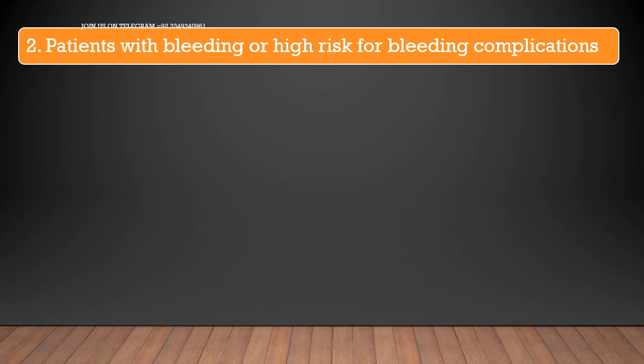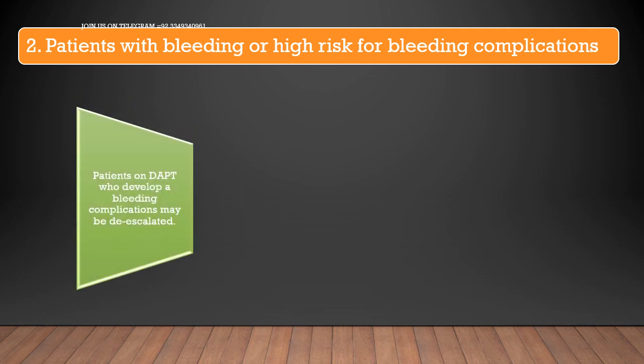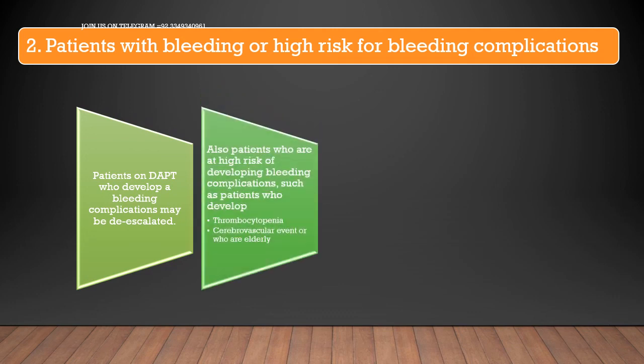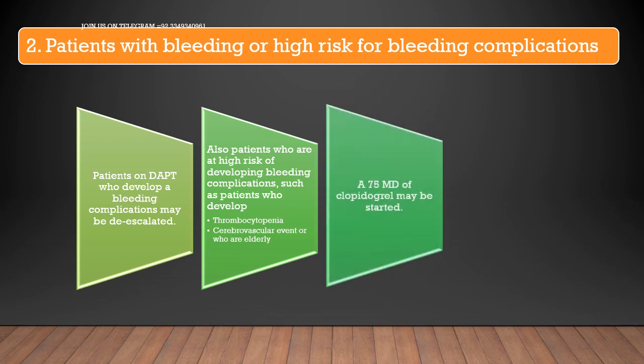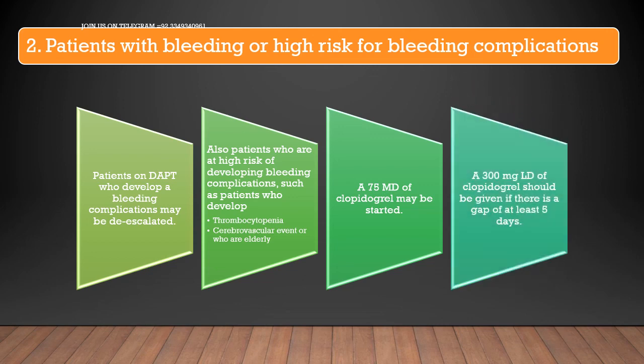Second, patients with bleeding or high risk for bleeding complications. Patients on dual antiplatelet therapy who develop bleeding complications might be de-escalated. Also, patients who are at high risk of developing bleeding complications, such as patients who develop thrombocytopenia or cerebrovascular events or who are elderly. In this case, a 75 mg maintenance dose of clopidogrel might be started. A 300 mg loading dose of clopidogrel should be given if there is a gap of at least 5 days.